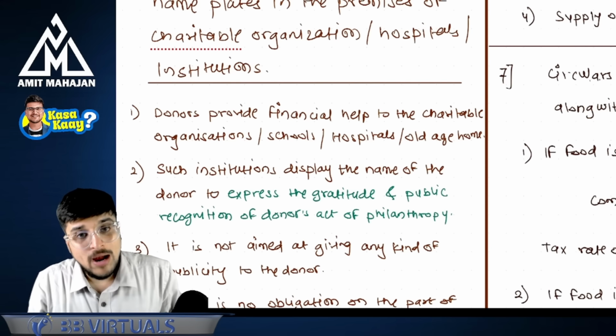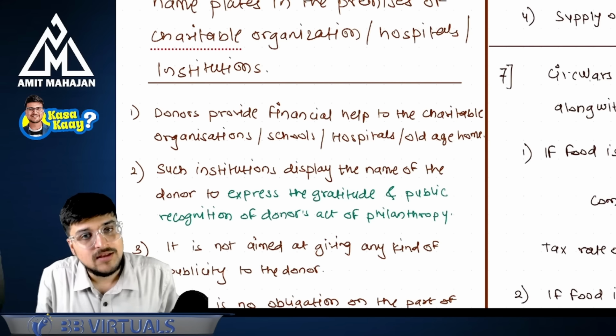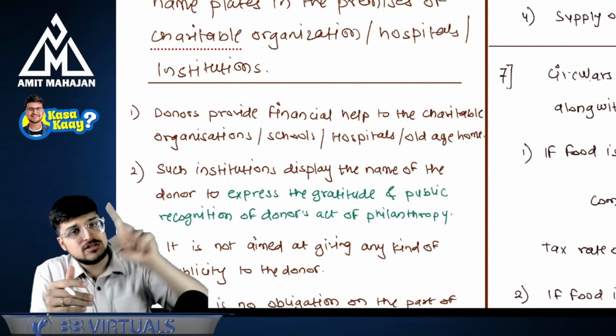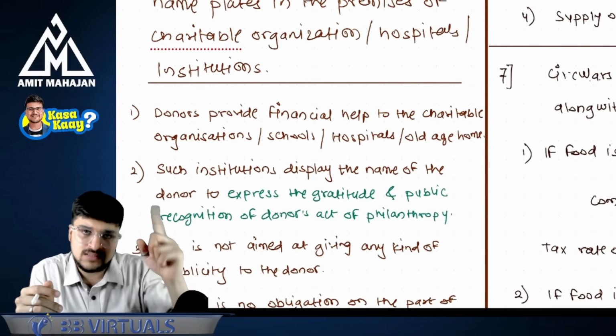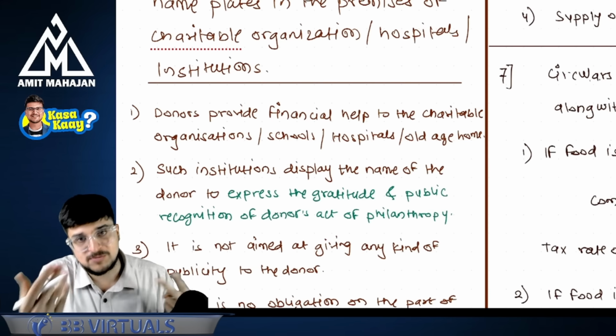So you have to remember this sentence, that such institutions display the names of the donor to express the gratitude. Okay. First point is what? I provide donation or I provide financial help to charitable organizations. Number one. Number two, they display the names of the donor to express the gratitude.